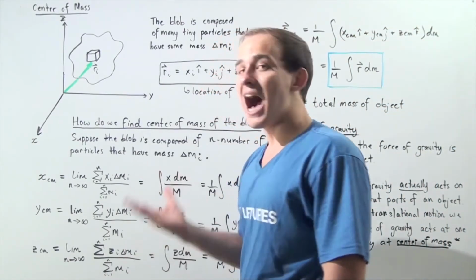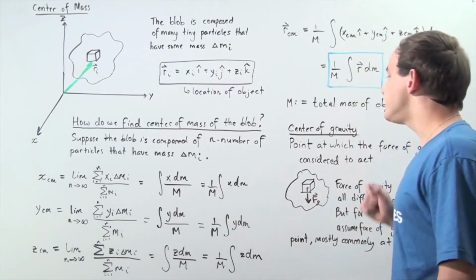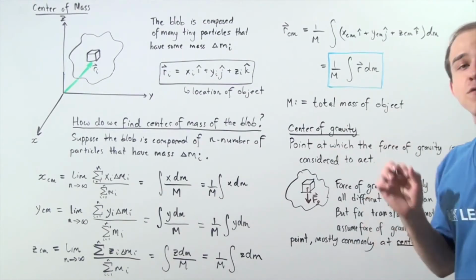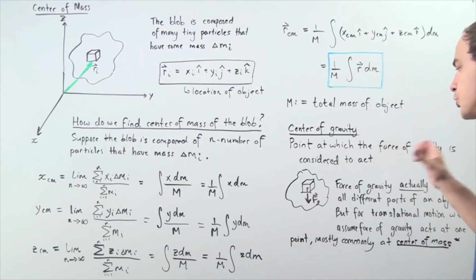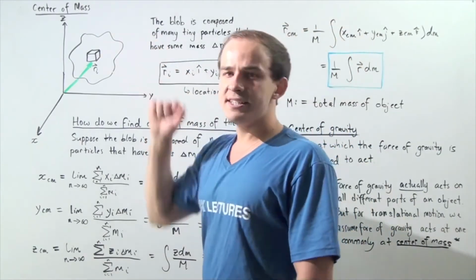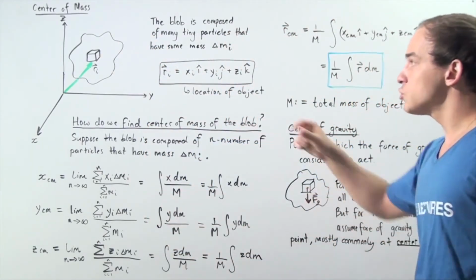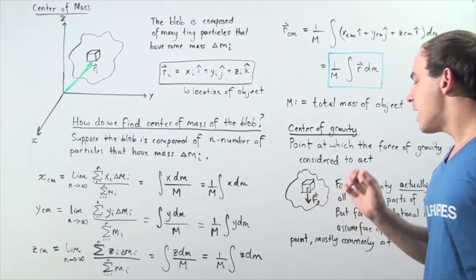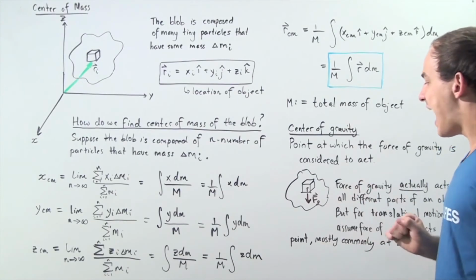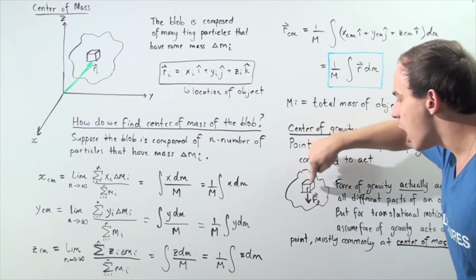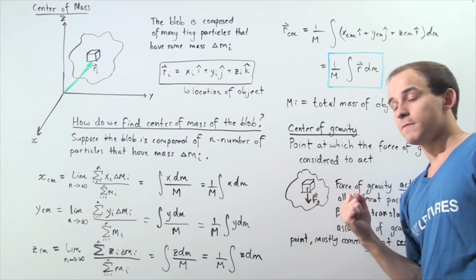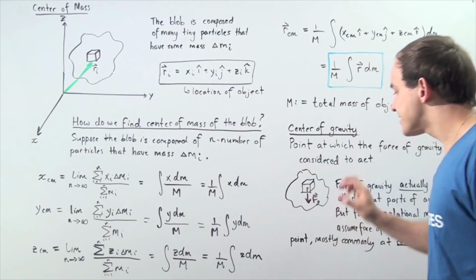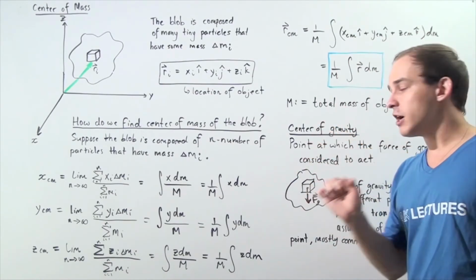Now, a related concept to center of mass is center of gravity. Center of gravity is essentially the point at which the force of gravity is considered to act. So let's suppose that we take the same blob, and let's suppose we take this same ith rectangular particle of the blob. Now, the force of gravity will act at the center of mass of this little tiny particle. And so the center of gravity will exactly coincide with this tiny particle's center of mass.